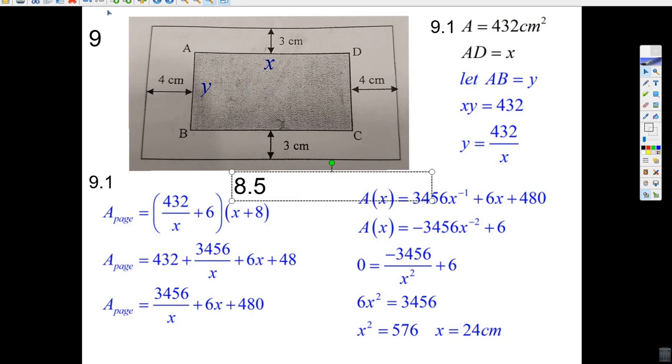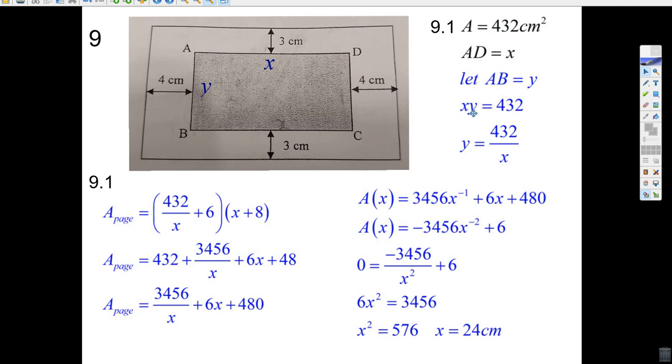Okay, this is question 9 of a calculus min-max kind of question here. And let's just start it. They tell us here that there's a rectangle ABCD, and it's got an area of 432 square centimeters. And they tell us that AD is X, so I put an X right there. Well, I don't know what AB is, but I know when it multiplies by X, it has to equal 432.